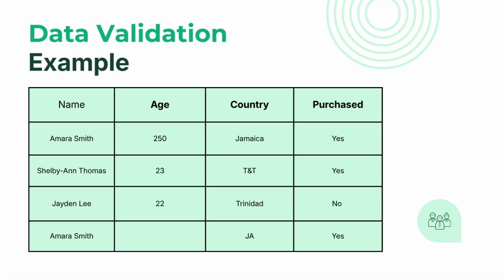Looking at this, we can spot several issues. Amara Smith appears twice. That's a duplicate. The country names are inconsistent. We've got TNT, Trinidad, Jamaica, and JA, referring to countries in different formats. An age of 250, which isn't realistic. Amara's second entry is missing an age altogether. And capital Y "Yes" and lowercase y "yes" should be standardized to one consistent format. This is what clean enough looks like in practice. A dataset where these kinds of inconsistencies have been caught and resolved before analysis begins.